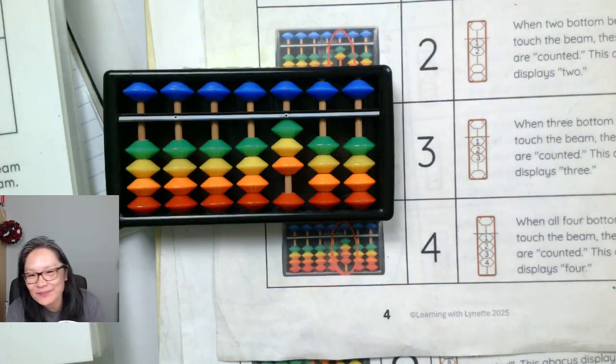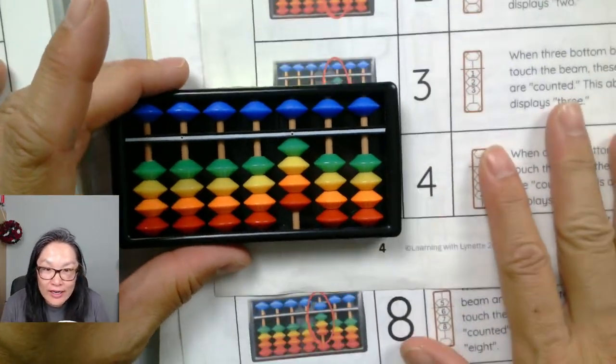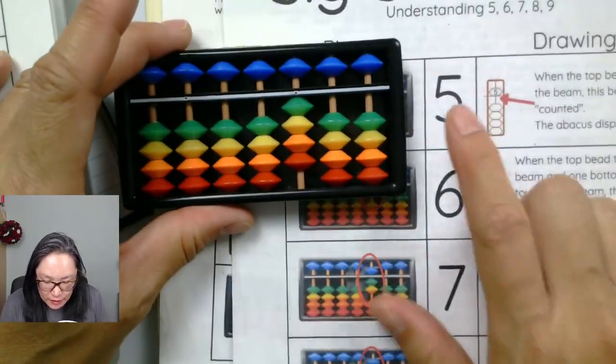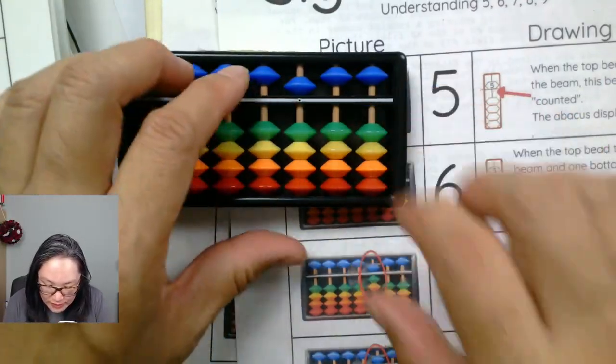Quato. Okay, so this is 3. 1, 2, 3, and then 4. We're at 4, right? Makes sense? This is 4. Now what's going to happen is we have 5. 5 looks like this. 5 is always going to be the top bead. The top bead will always be the value of 5.